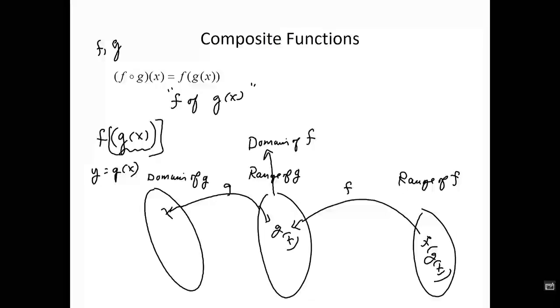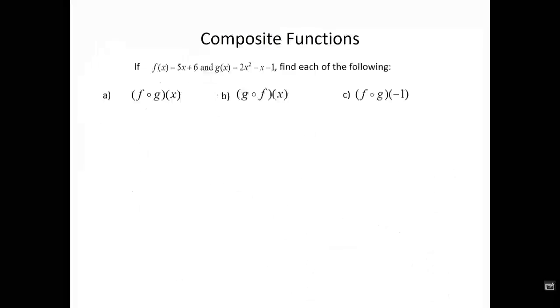But let's now consider a concrete example of composite functions. If we're given two functions, f of x, which is defined as 5x plus 6, and g of x, which is defined as 2x squared minus x minus 1. So let's find the composition of f and g. So this is f composed with g. In other words, this is f of g of x. All right? So let's see what this is.